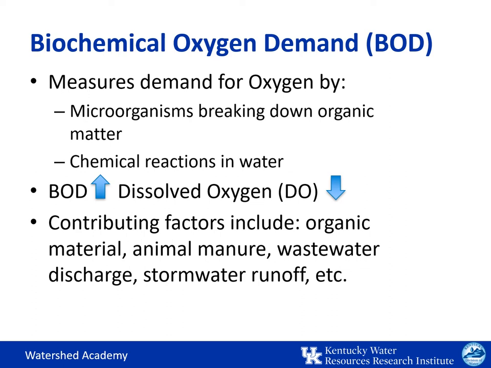BOD, or the rate of oxygen consumption in the stream, is affected by a number of variables, including temperature, pH, presence of certain kinds of microorganisms, and the types of organic and inorganic material in the water. A river with a greater amount of organic material, such as leaves and woody debris, will likely have a higher BOD level than a fast-running river with riffles and little decomposing organic material.